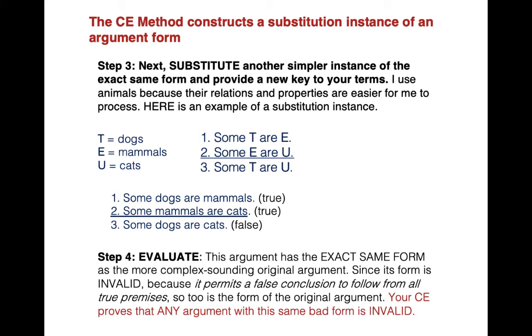And that's the evaluation. The argument has the exact same form as the more complex sounding original argument. It's the same pattern. We're doing the logic test. Since its form is invalid, because it permits a false conclusion to follow from all true premises, so too is the form of the original argument. Again, your counterexample proves any argument with the same bad form is invalid. How does it do it? It shows you can get a clearly false conclusion from all true assumptions.